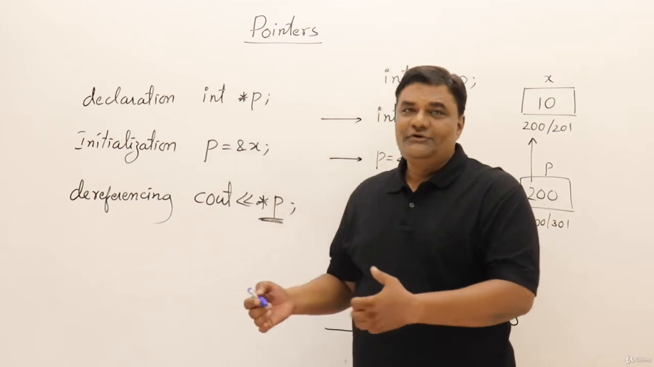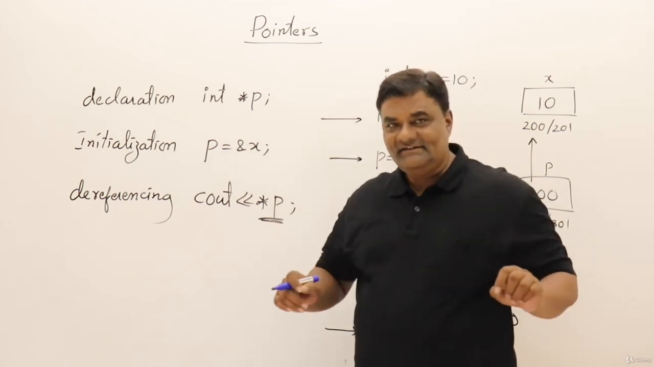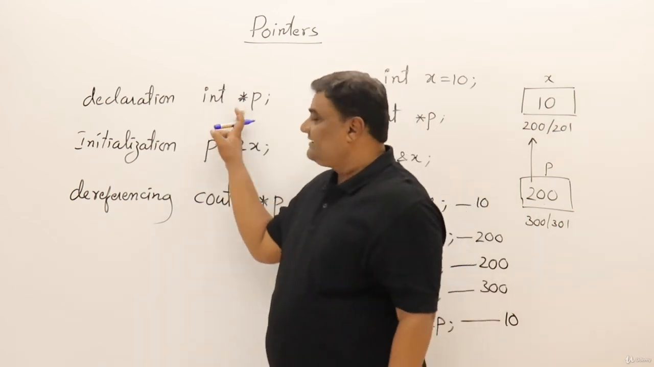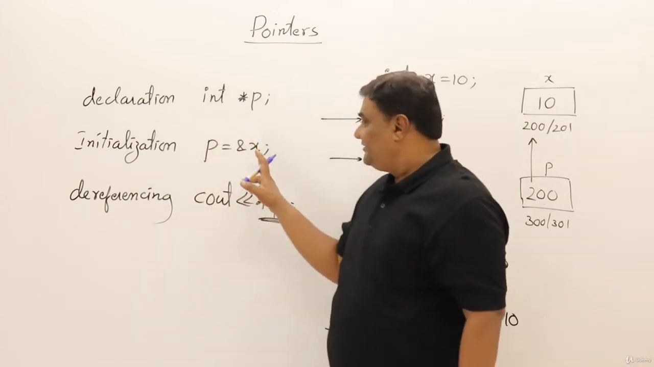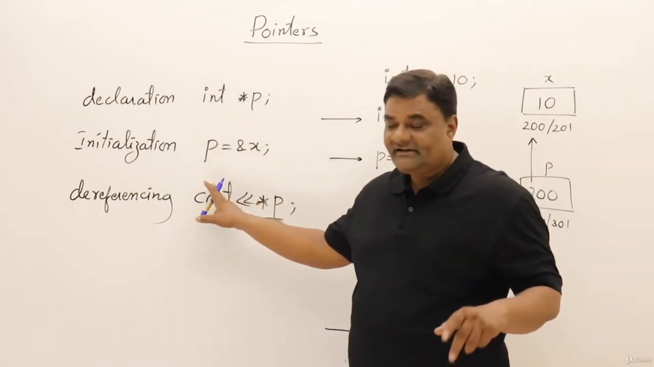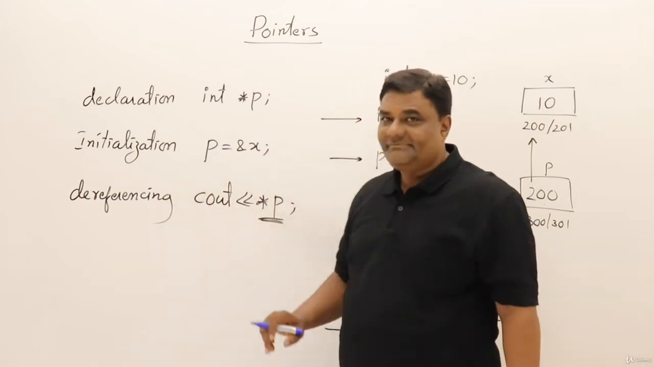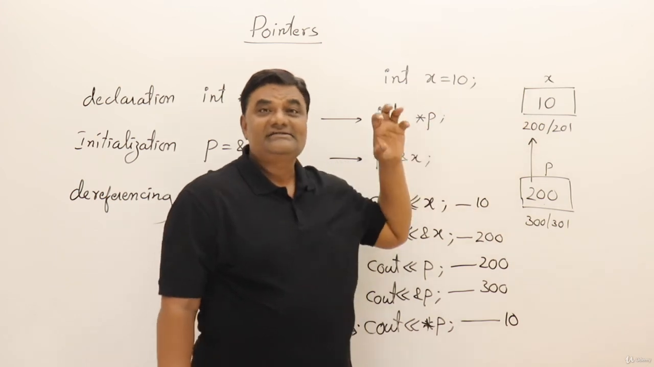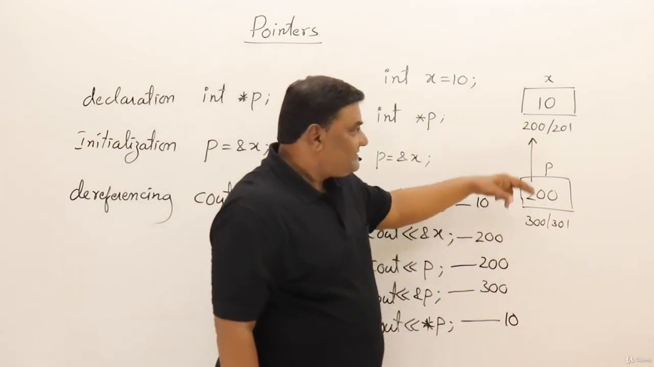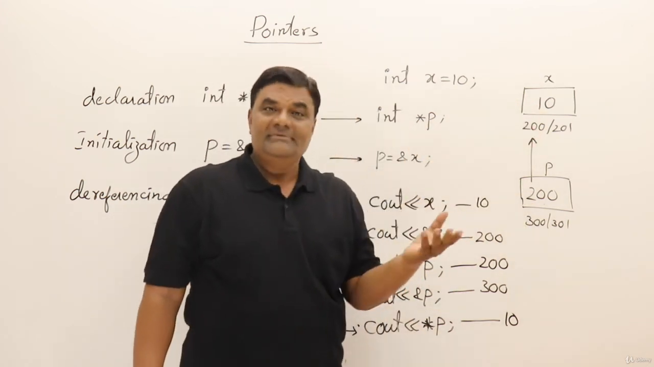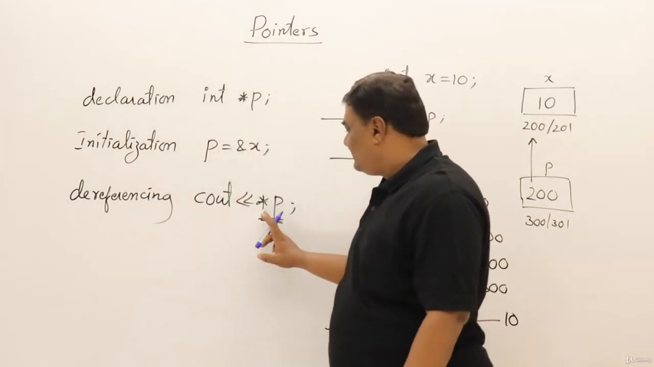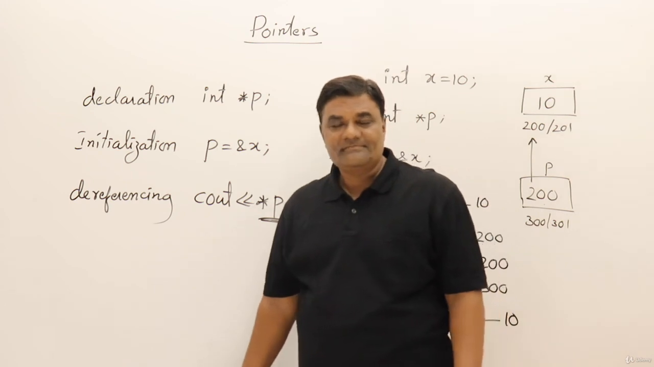People find this a little confusing, but let us clearly see there are three things related to a pointer. How to declare it? A star should be there. When you are initializing, a star should not be there. When you are dereferencing, meaning wherever the pointer is pointing, you are going to that location and accessing the data. The pointer is referring here; dereferencing means going to that location and taking the data. If you are doing that, then also you have to use a star.